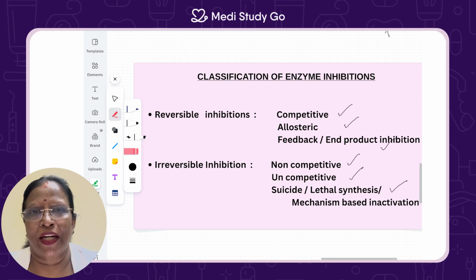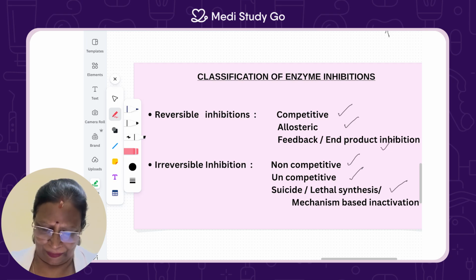In the second part, we are going to learn about the reversible inhibitors, and in the third part, we are going to learn about the irreversible inhibitors. I look forward to seeing you in part 2 to learn more about the reversible type of inhibitions.